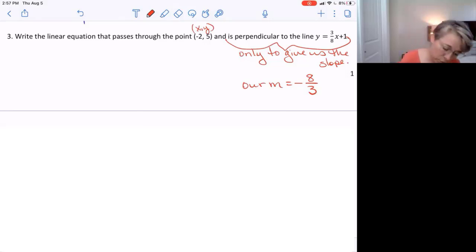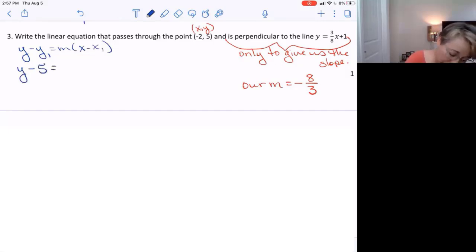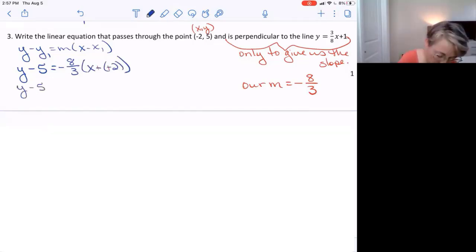So again, we can use the point-slope equation. We can plug in our x, y value that was given, the (-2, 5). So we would get y minus 5 equals our slope of negative 8/3 times x minus negative 2. Remember, minus a negative is plus a positive. So we get y minus 5 equals, let's distribute, and we get negative 8/3 x minus 16/3. Remember that 2 is like 2/1. And then we have to add 5 to both sides.